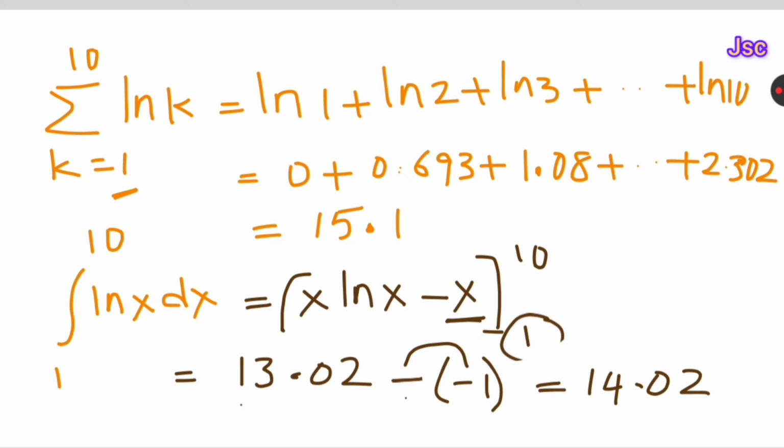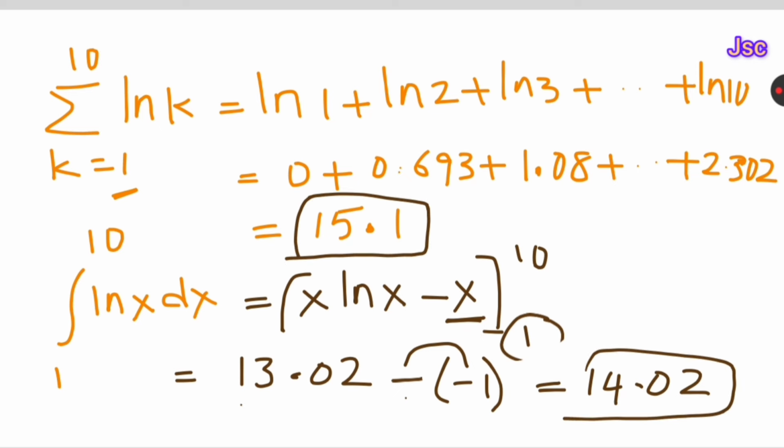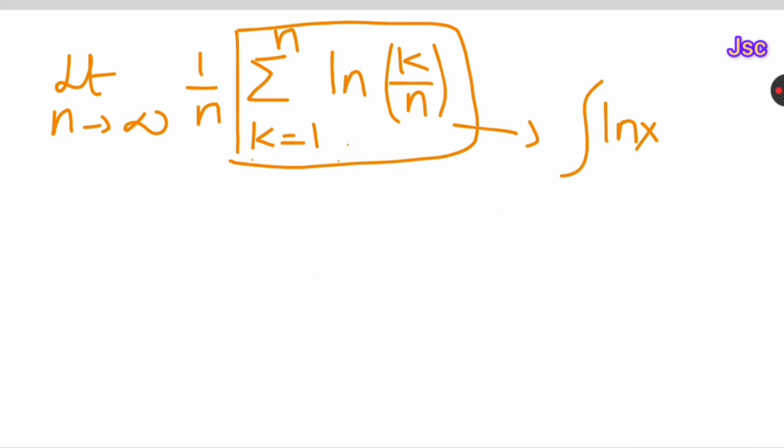So when you do the summation, the value is 15. When you do the integral, the value is 14. That means the summation is approximately equal to the integral of ln x. So that's why the summation we can write as integral ln x, because it is approximately equal. So instead of the summation, I am writing integral ln x.